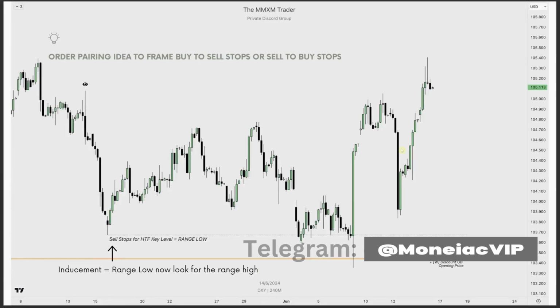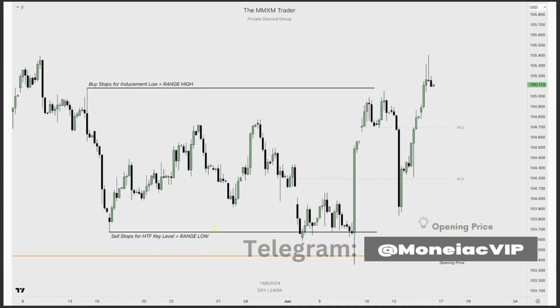So we have this inducement range low, right? So we want to pair up the sell stops that are resting here with the buy stops resting up higher. So what do we need? We need a key level, right? And SMT, and that will be high probability for a smart money reversal. So if you look at this range we have, right, the sell stops down here and buy stops above here.